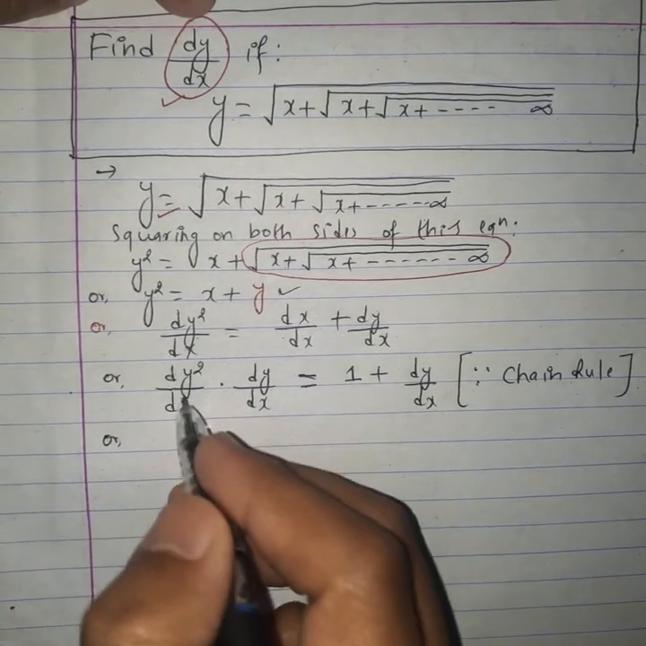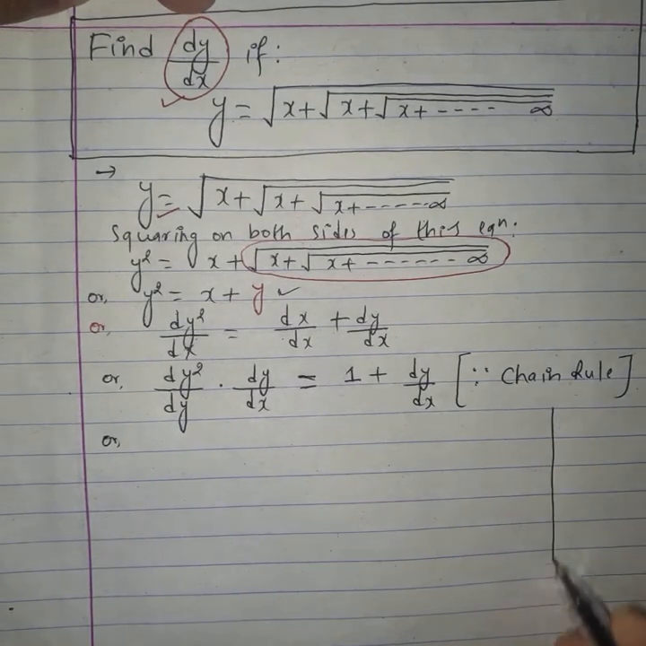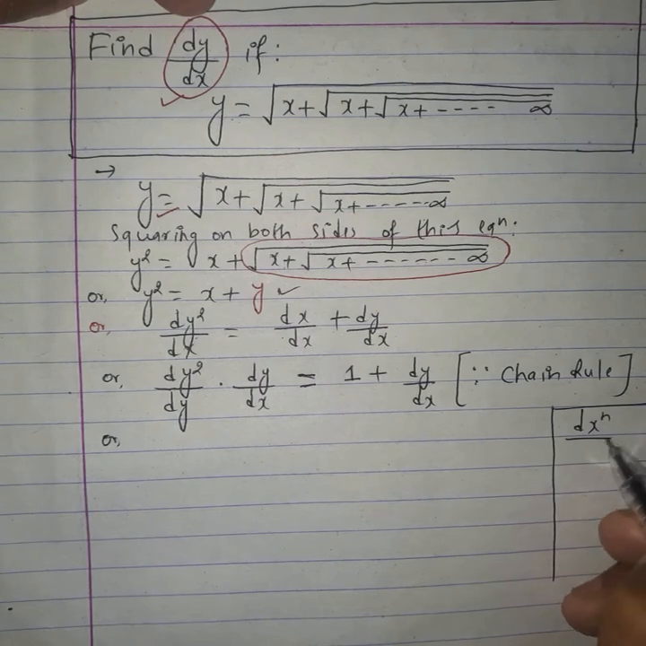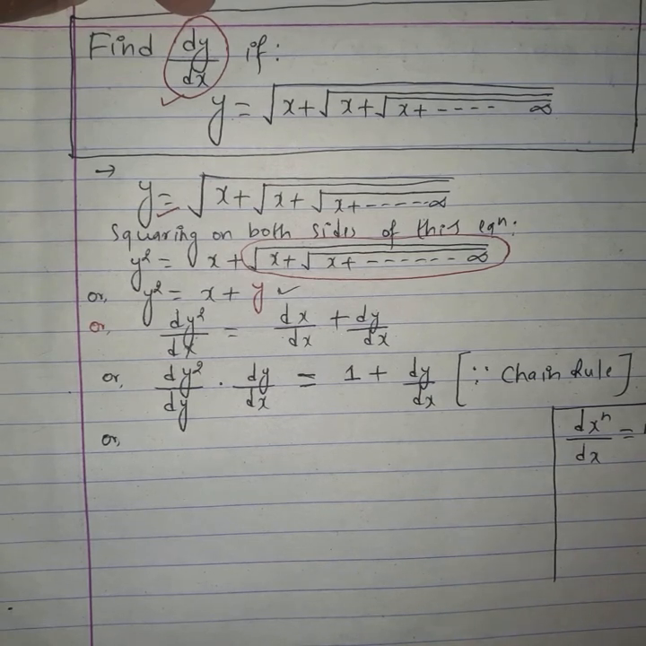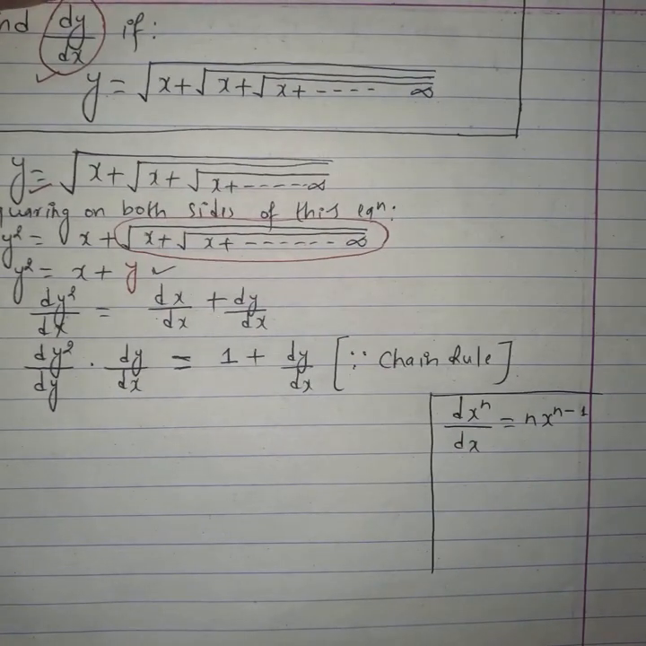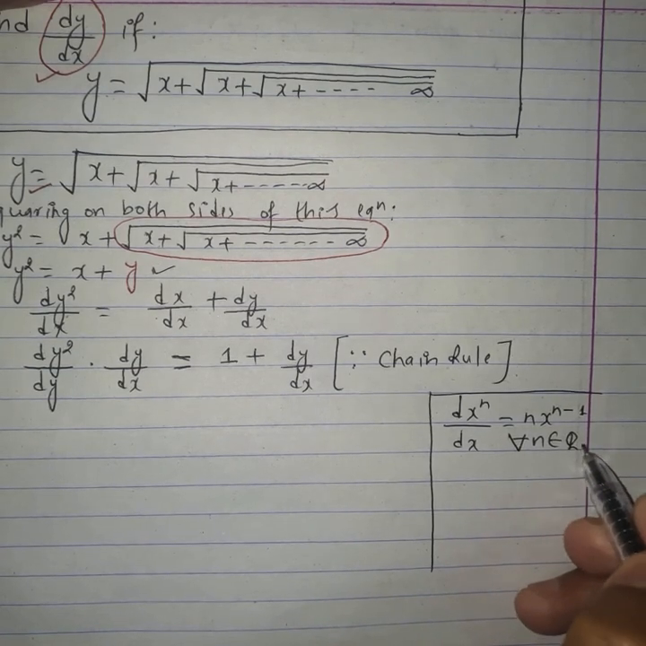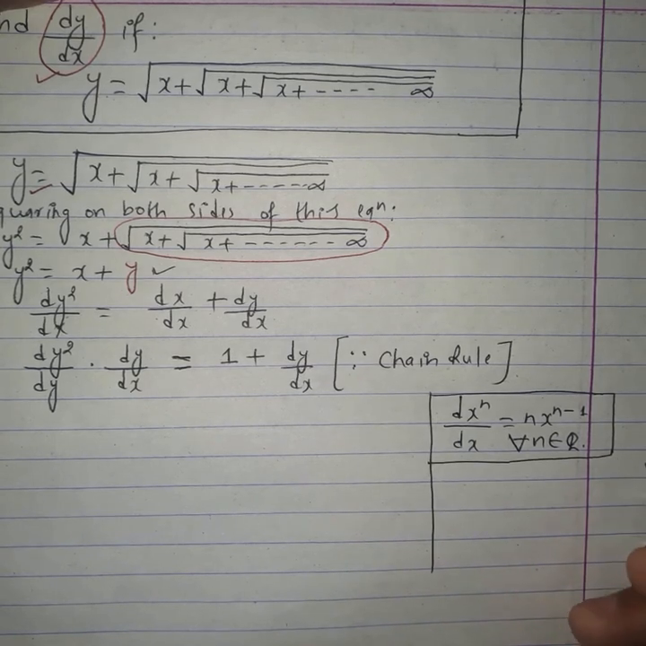The benefit of this chain rule is we can apply the formula. Let me write the formula here. We have the derivative of x raised to the power of n with respect to x. This has the formula n times x raised to the power n minus 1, and it is valid for all n belonging to the set of rational numbers. Please memorize this very important formula.